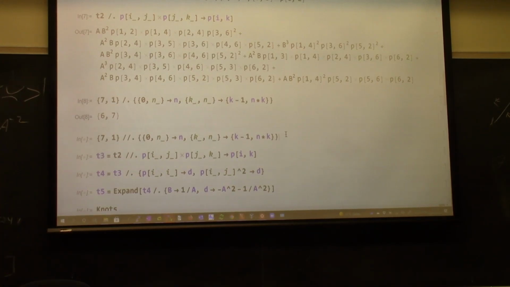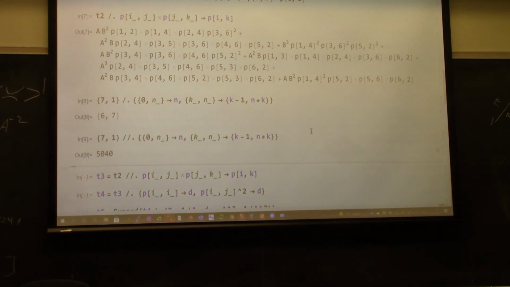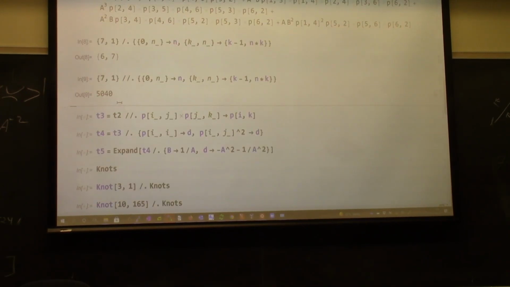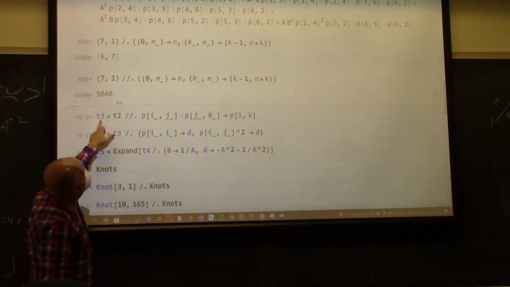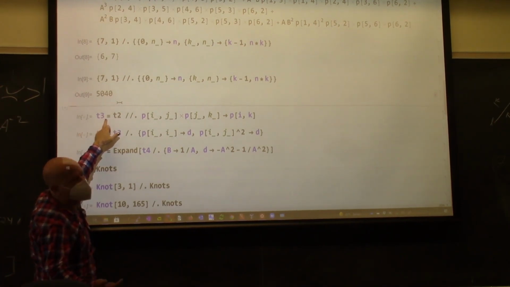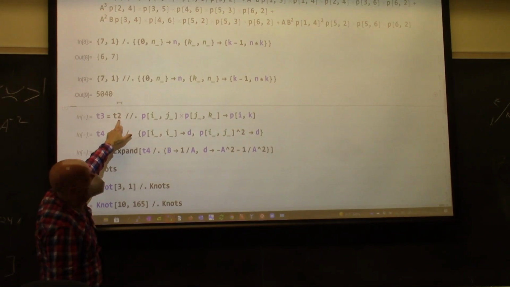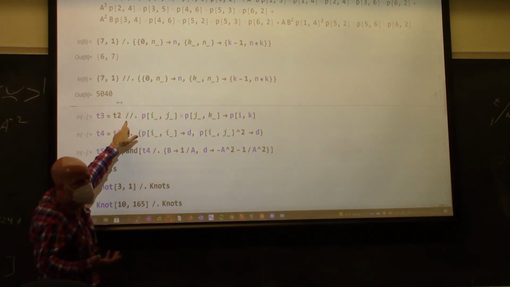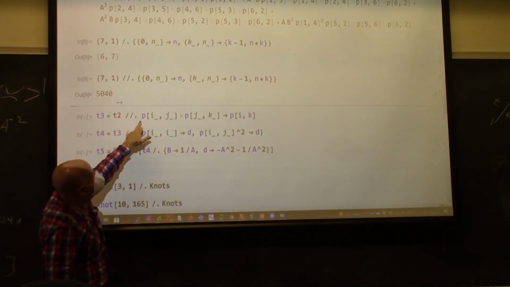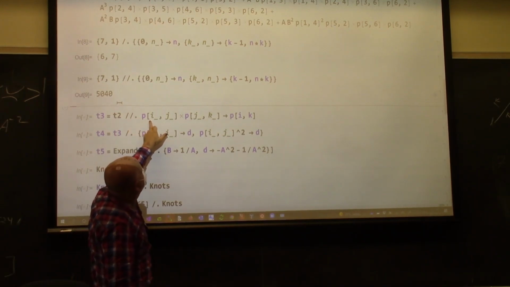And here's what we get. Okay? So now the term 3 in my experiment will be to take T2, so the smoothings, and simplify repeatedly using this rule.